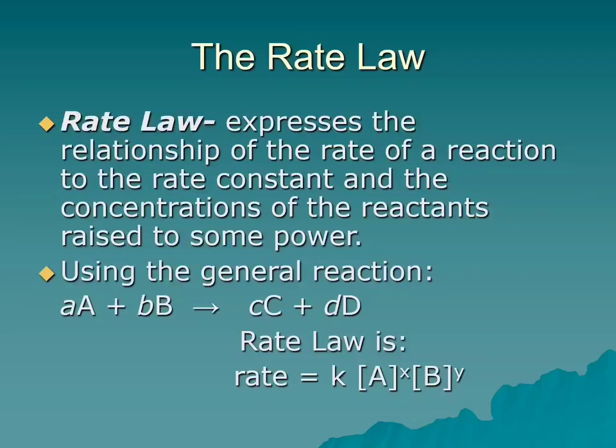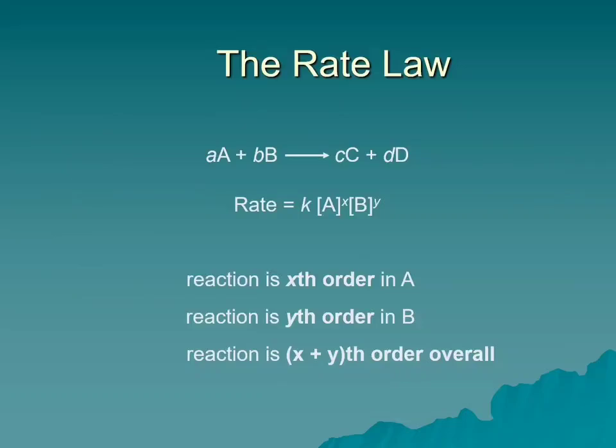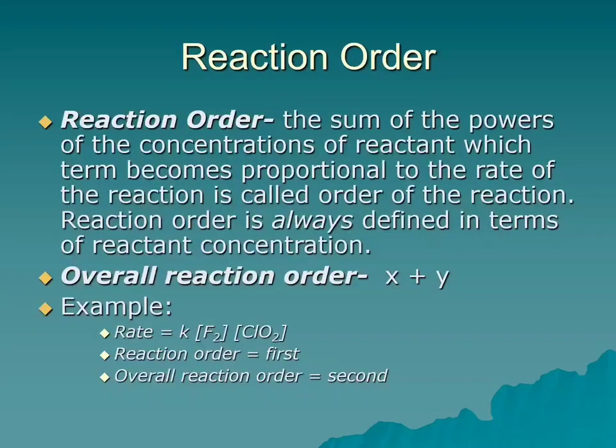Now, rate law. It expresses the relationship between the rate of a reaction and the rate constant. That is, aA plus bB gives rise to cC plus dD. The rate will be equal to small k, the rate constant, times the concentration of A raised to the power x and the concentration of B raised to the power y.